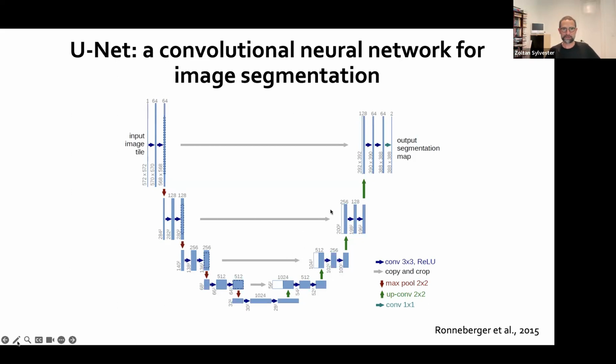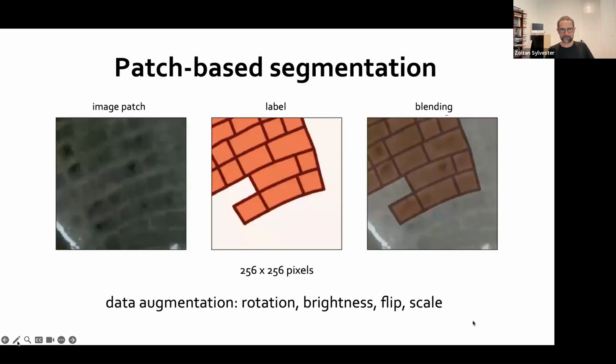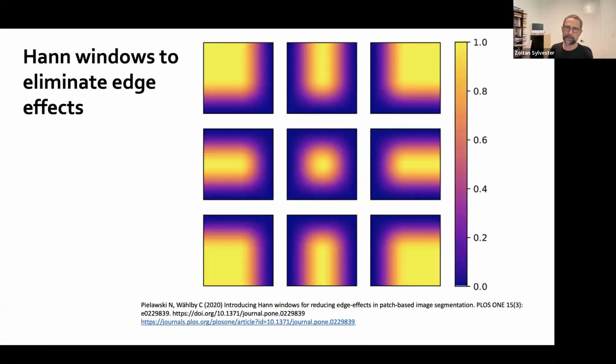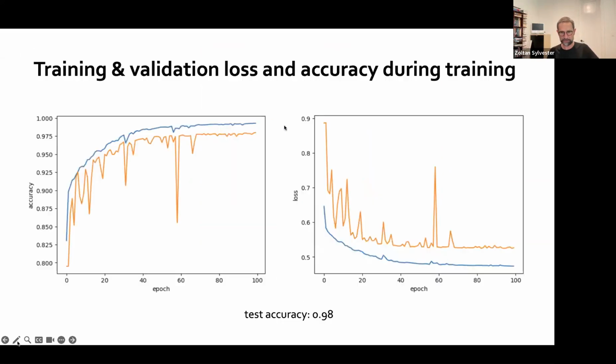So a few words about the methodology that we are using. The primary tool here is a Unet, which roughly looks like this. This is from the original paper, not going to go into details here. And then we use patch-based segmentation. In the middle, you see the label from the training data, here is the image patch, and there is the blending on the right side. We do some data augmentation as well to increase the number of training patches. And then to eliminate edge effects when you do the prediction on large images, we use the methodology described in this paper, which uses hann windows, basically some spatial weighting, to eliminate these patch edges.